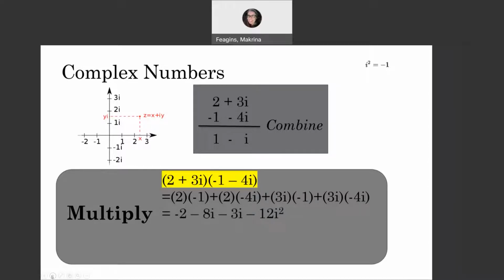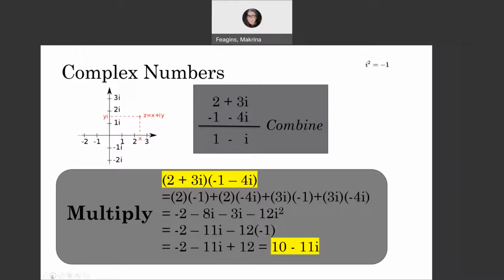So once we multiply those, we end up with negative 2 minus 8i minus 3i minus 12i squared. But remember, by definition, i squared is negative 1. So when we combine the 8i and 3i, we get negative 11i. Then we bring in that negative 1 from the i squared, so our complex number is going to become 10 minus 11i.